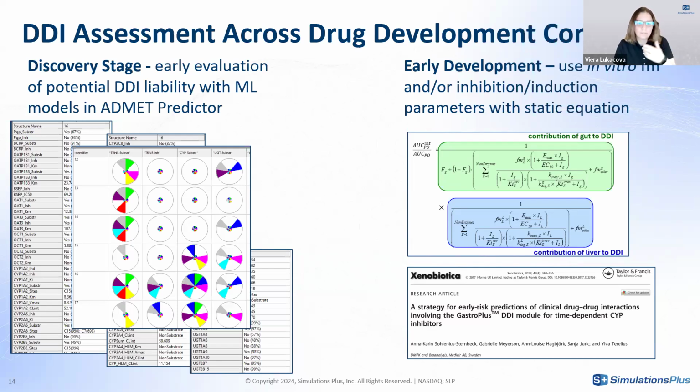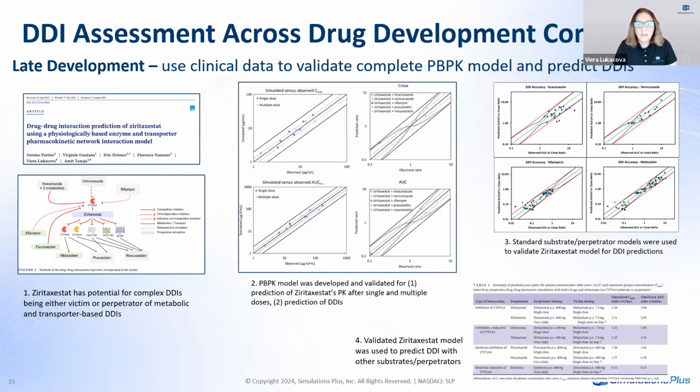And of course, on the next slide, as you proceed with your project and start generating more data that allows you to build a full PBPK model, this is again one of the examples from an actual development project, where all of the same process I was describing earlier applies. Once the PK data was available, it was used to build the model and validate it, to make sure it captures the PK well as well as the existing DDIs.